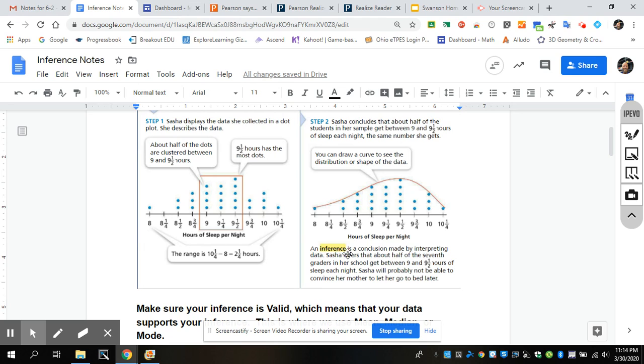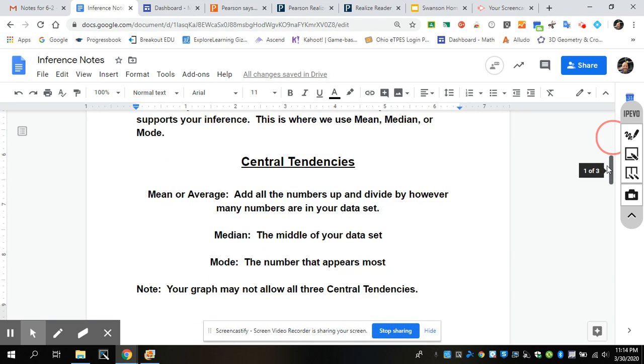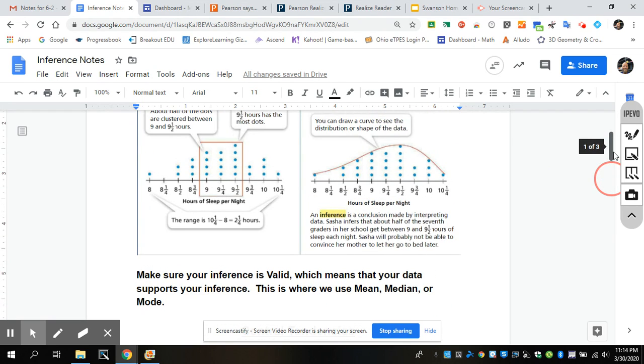An inference is a conclusion made by interpreting data. So we want to use some methods that are based on numbers. For example, we want to use the mean, median, mode to help us with that. We also want to look at some clusters.